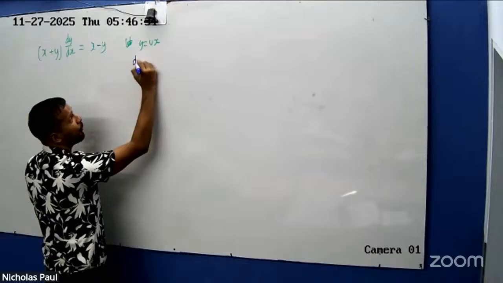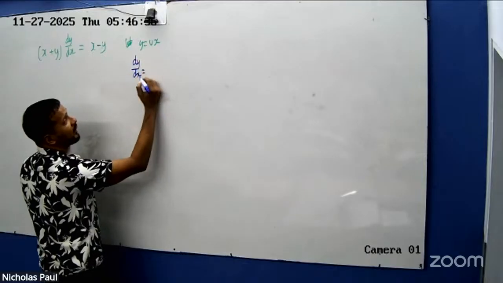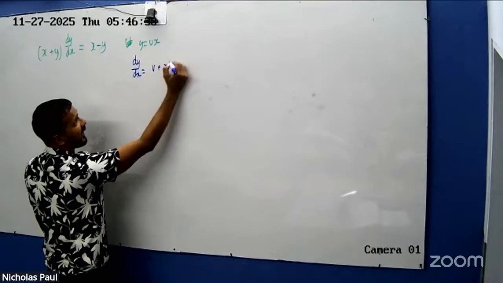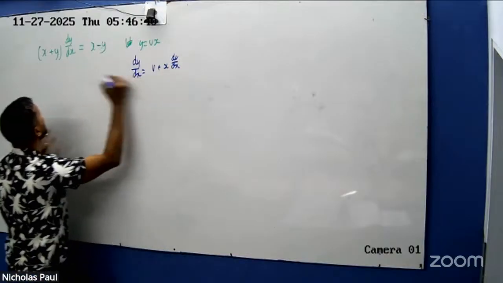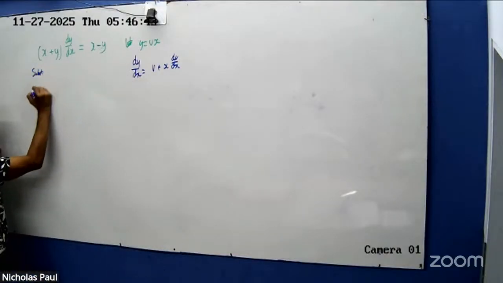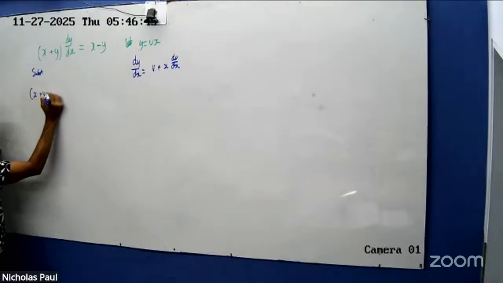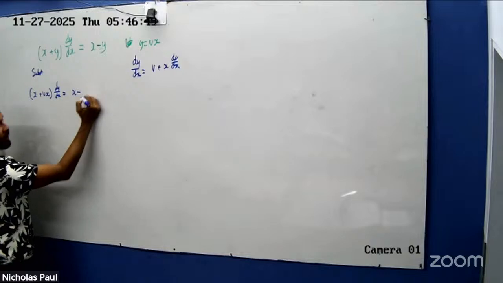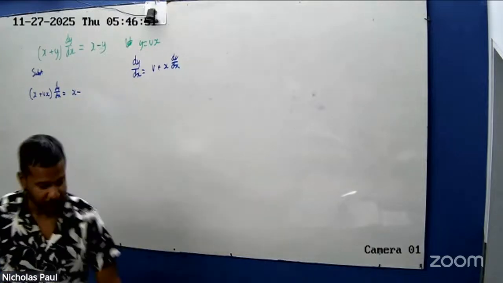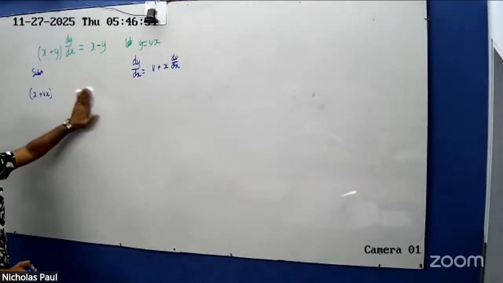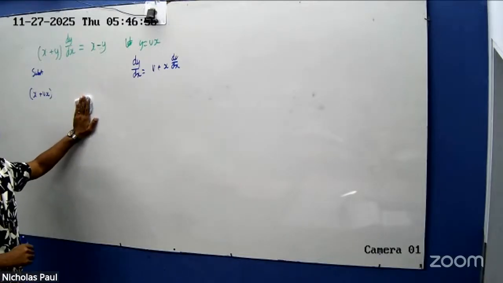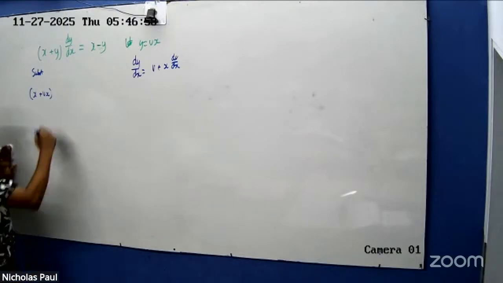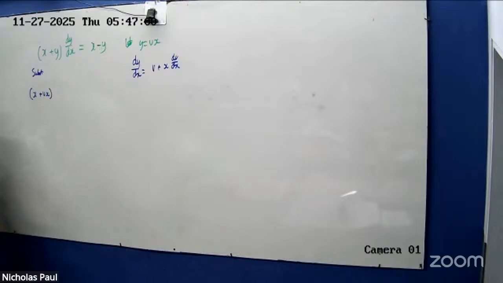All right, so we know what dy dx is, right? dy dx is the same thing as v plus x dv dx. So then we're going to make our substitutions, and you'll get x plus vx dy dx is equal to x minus, sorry, I forgot to substitute dy dx.